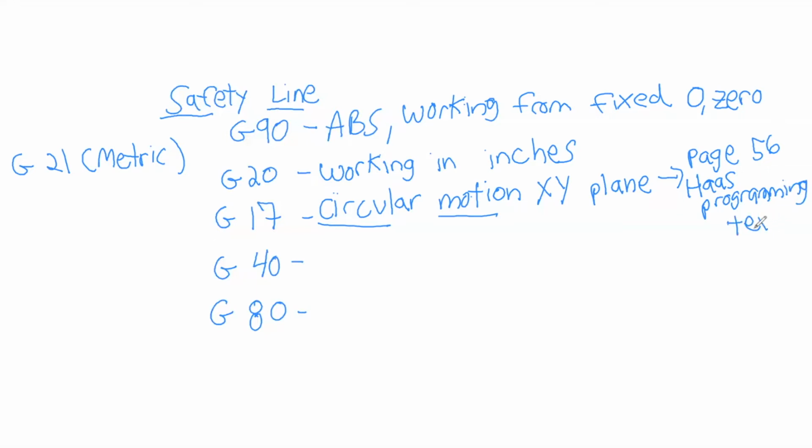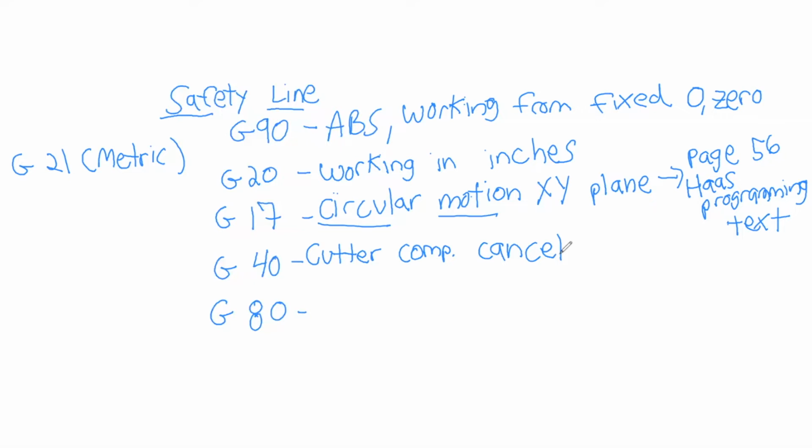Next code here, G40. What is that about? G40 is going to be cutter compensation cancel. Now, cutter compensation is used to offset the center of the cutter and shift the distance of the radius. These are codes G41 and G42.